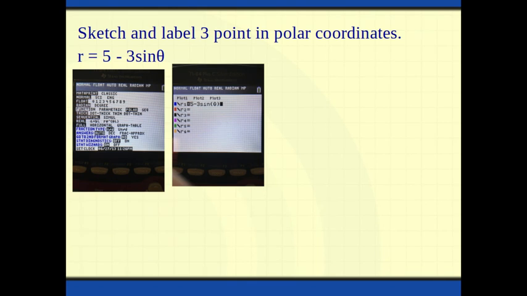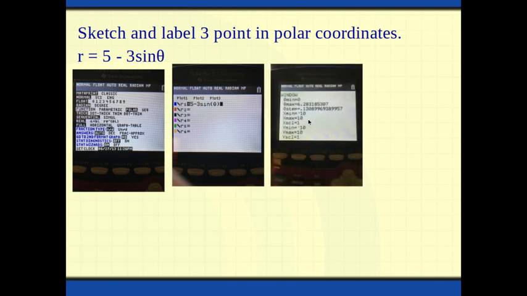So now before we graph it, we want to set up a window. This is where knowing the maximum value is going to be helpful. So think about this. The biggest sine of theta can be is 1. That would give you 5 minus 3, which is 2. And the smallest sine of theta can be is negative 1, which would be 5 minus 3 times negative 1, which is 5 plus 3, or 8. So the biggest value we have for r is 8.